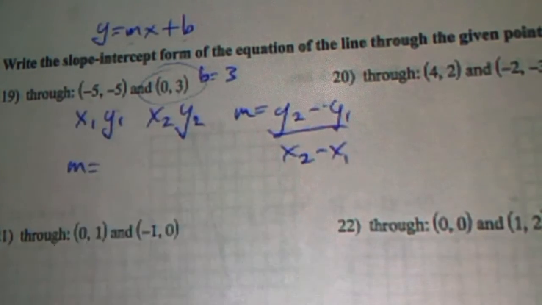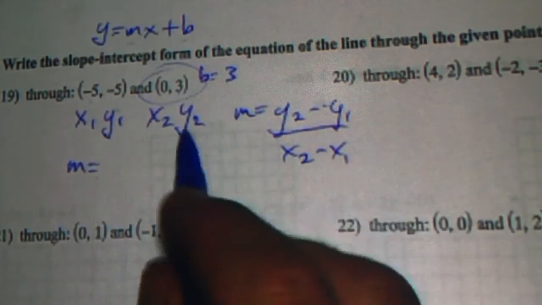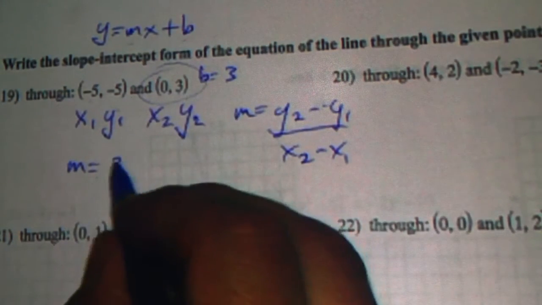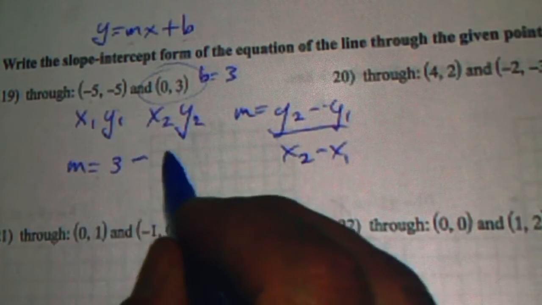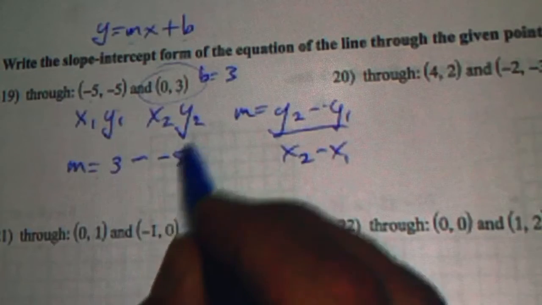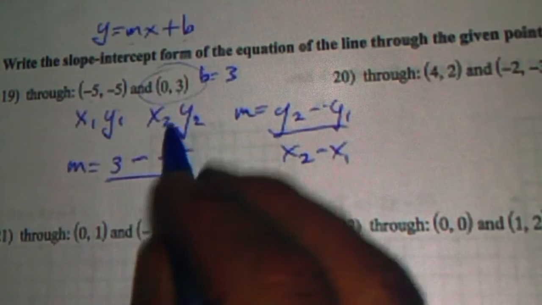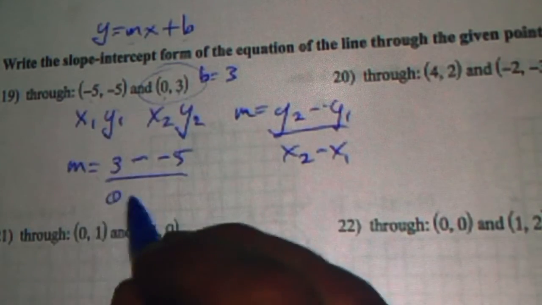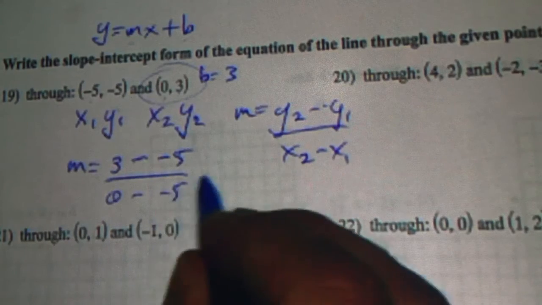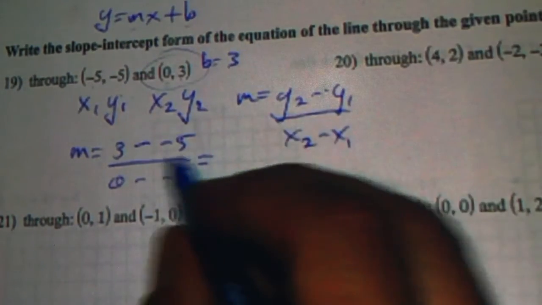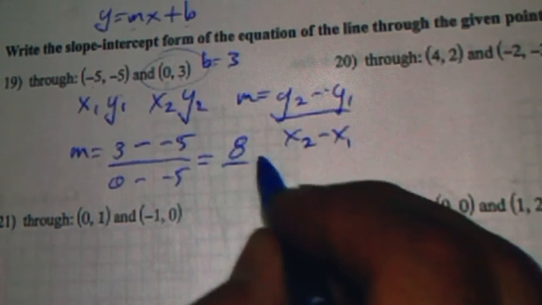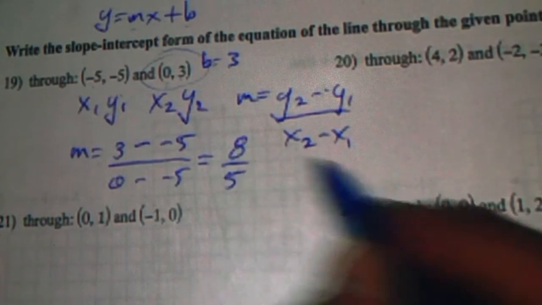This is m equals y2, which is equal to 3. It's the second point, we labeled it that way. And then minus y1, which is negative 5, over x2, which is 0, minus negative 5. And then calculate that out. 3 plus 5 is 8. 8 over 5, that's our slope.